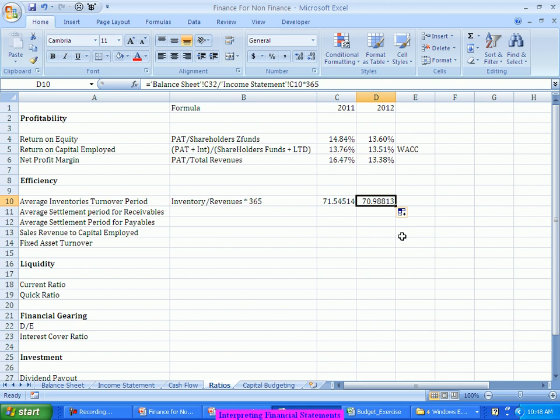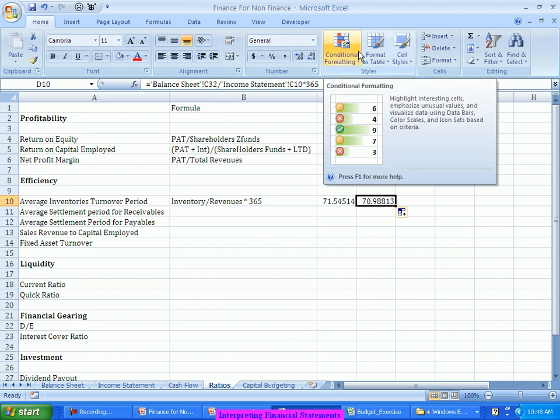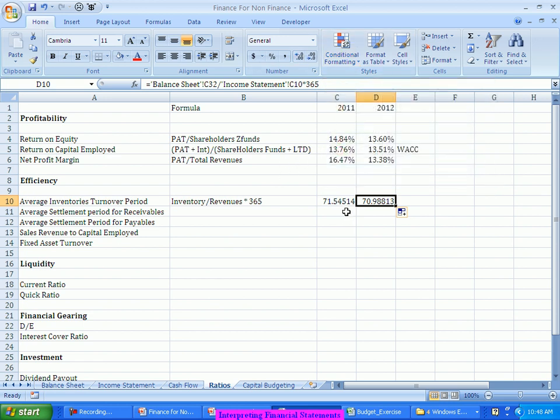Whether it is high or not, we cannot comment, because it could be the industry behavior itself. As I said, a lot of goods have to be stocked at various medical shops. They may take so much time to get sold. So it is showing that on an average, last year it was taking almost 71 and a half days. Now it is taking around 71 days.